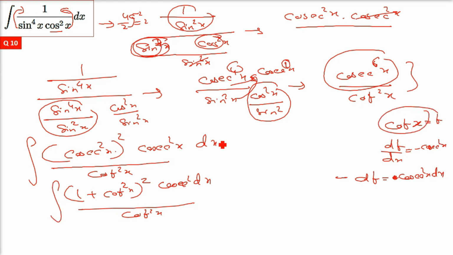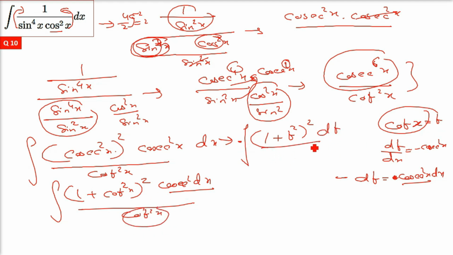Now wherever cot x is there, just write t equals cot x. We can replace this with t as cot x. So 1 plus t square whole square. Cosec square x dx will be negative dt. So the integration negative, we are taking it outside. dt is there. Cot square x is what? It's t square. So 1 plus t square whole square by t square. There is a negative. We'll deal with that negative in a later part.